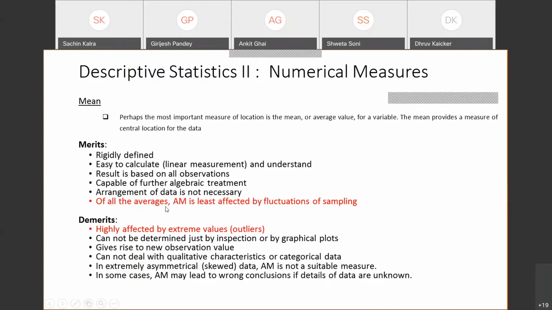Now, of all the averages, like geometric mean, the other mean is harmonic mean. I couldn't remember it earlier. So we have geometric mean, harmonic mean, and arithmetic mean. The mean where we sum up and divide by the total number of observations is called the arithmetic mean. It is least affected by fluctuations of sampling. Not even the weighted average is part of it, because in a weighted average, if we give higher weights to a certain category and its observations are more in the sample, the mean will fluctuate. But the arithmetic mean will be least affected by fluctuations.